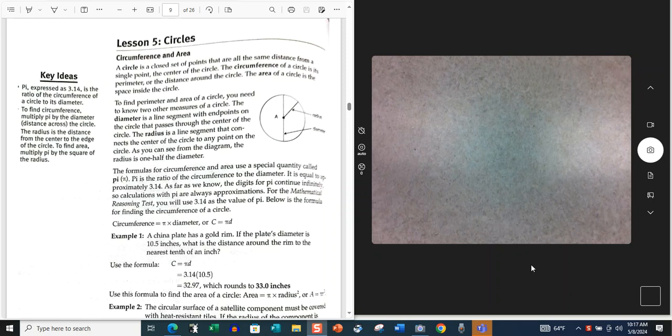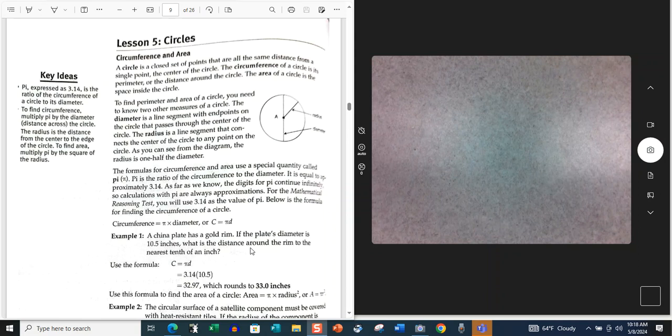To find the circumference and area of a circle, you need to know two other measures of a circle. The diameter is a line segment with endpoints on the circle that passes through the center of the circle. The radius is a line segment that connects the center of the circle to any point on the circle. As you can see from the diagram, the radius is 1/2 the diameter. This is the diameter, and the radius is 1/2 of that.